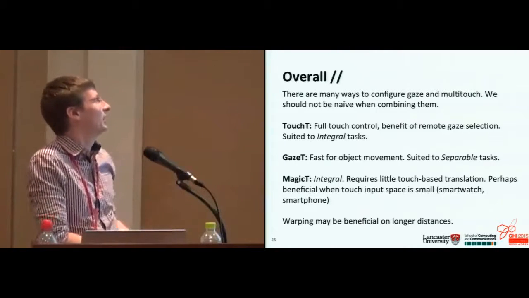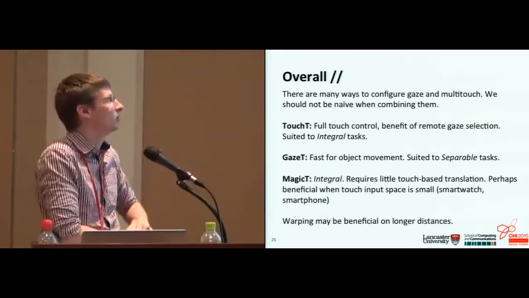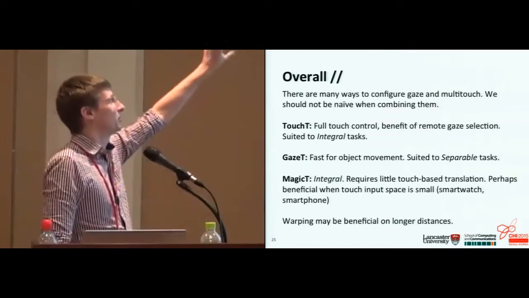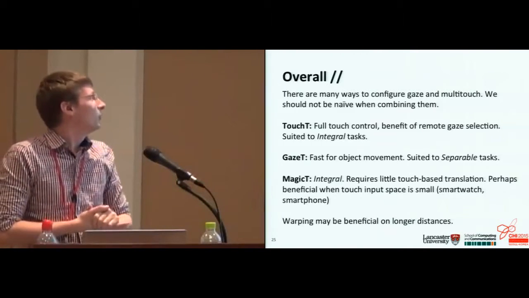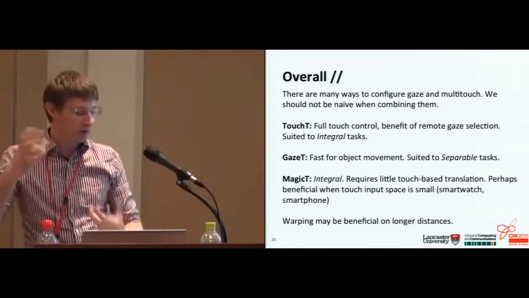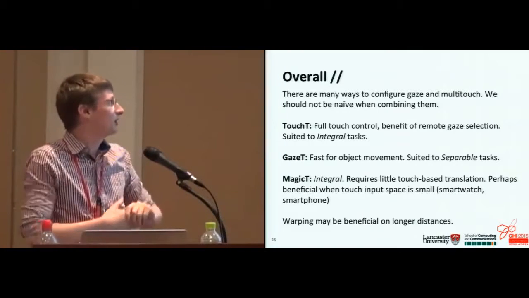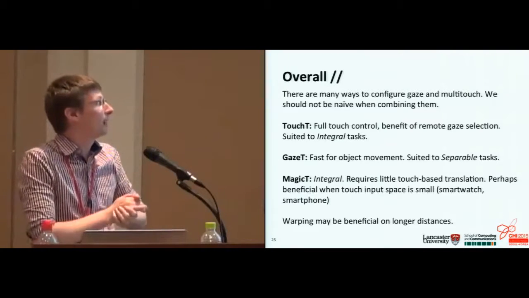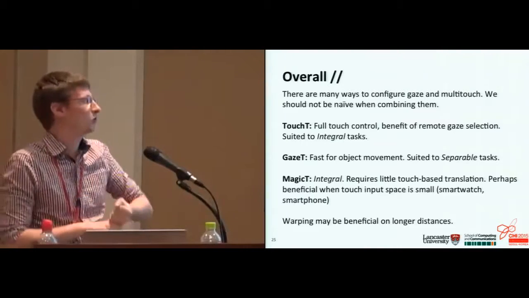For each of these techniques, we found that touch translation gave full touch control, but it added some of the benefits of gaze selection, and this is really suitable to integral tasks, so tasks that should be performed together. For gaze translation, this is excellent for fast object movement, but should be used when the two modalities should be separated. And for the magic translation, this turned out to be largely integral, but it required very little touch translation. So people didn't use much of the touch screen to perform the translation.